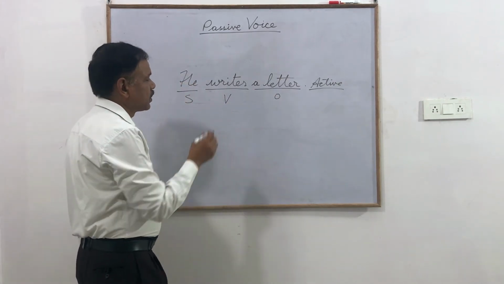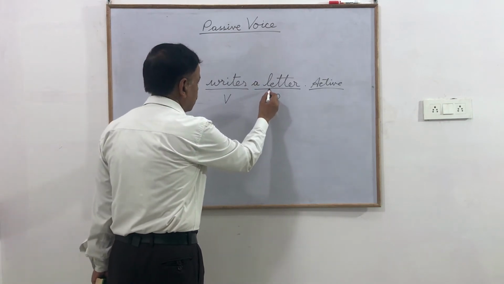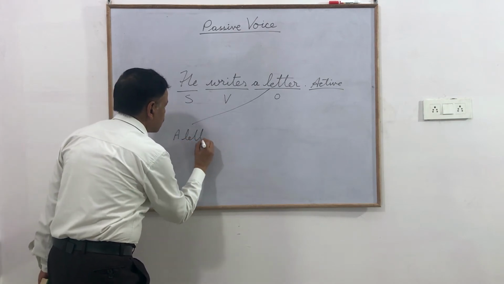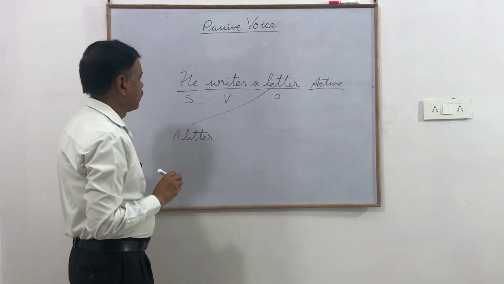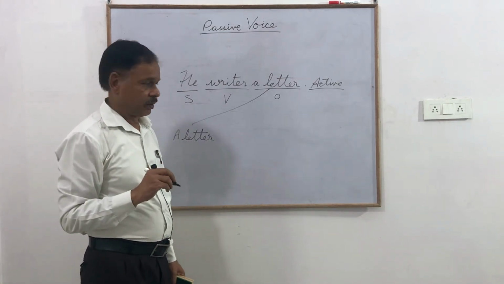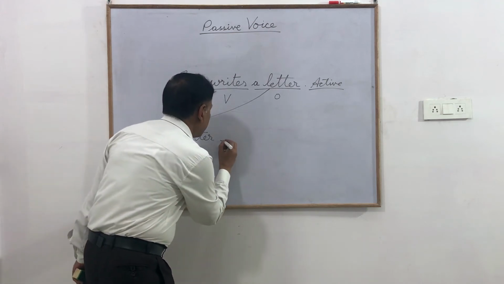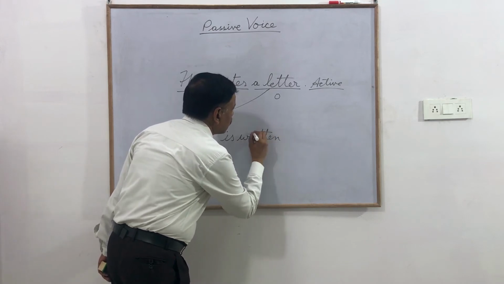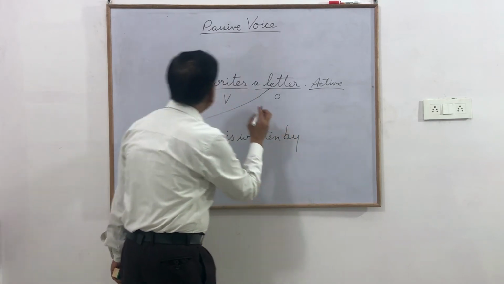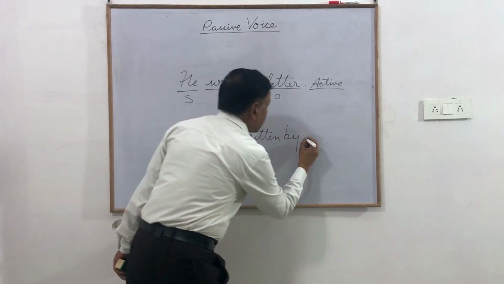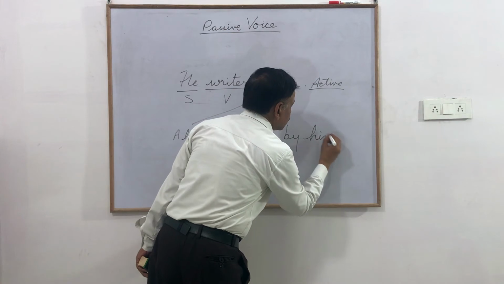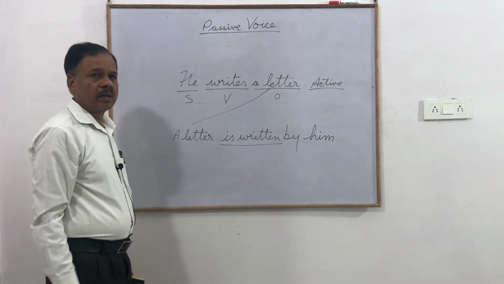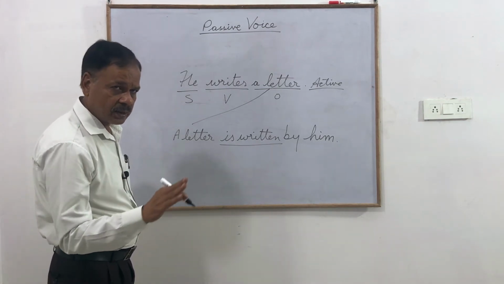For the passive, we just have to take the object here, that means a letter, and the verb you will have to change. So a letter is written by, and this he was there, him. So he is changed into him. Now this verb is written is in the passive voice and the sentence is in the passive voice.